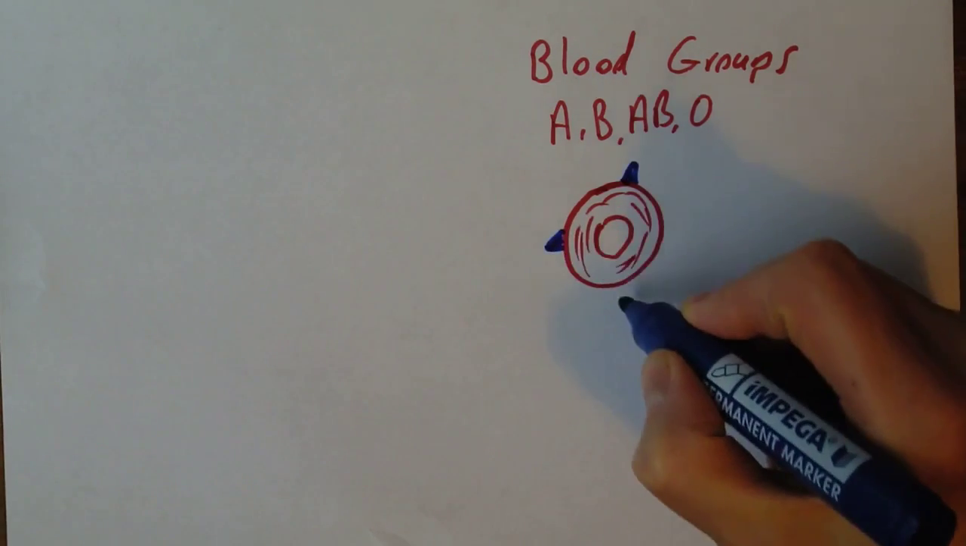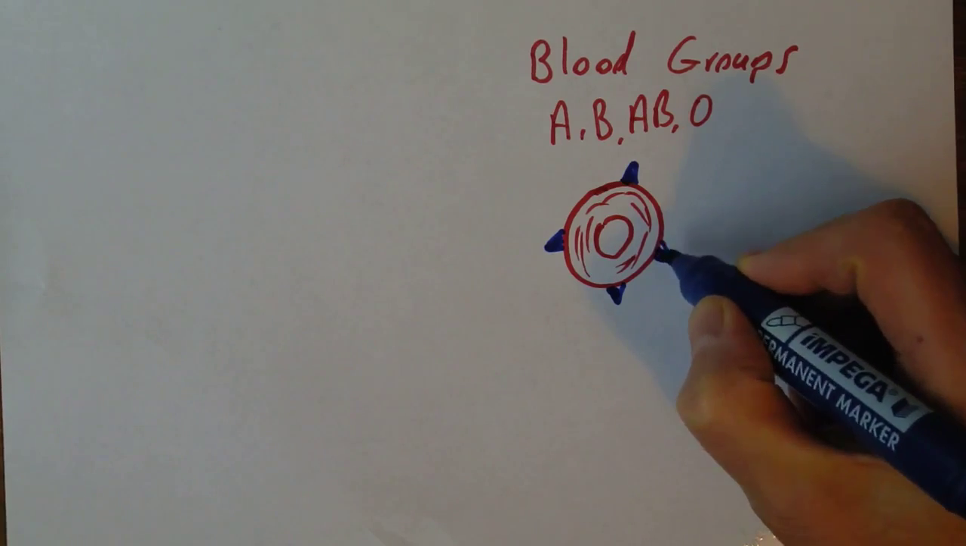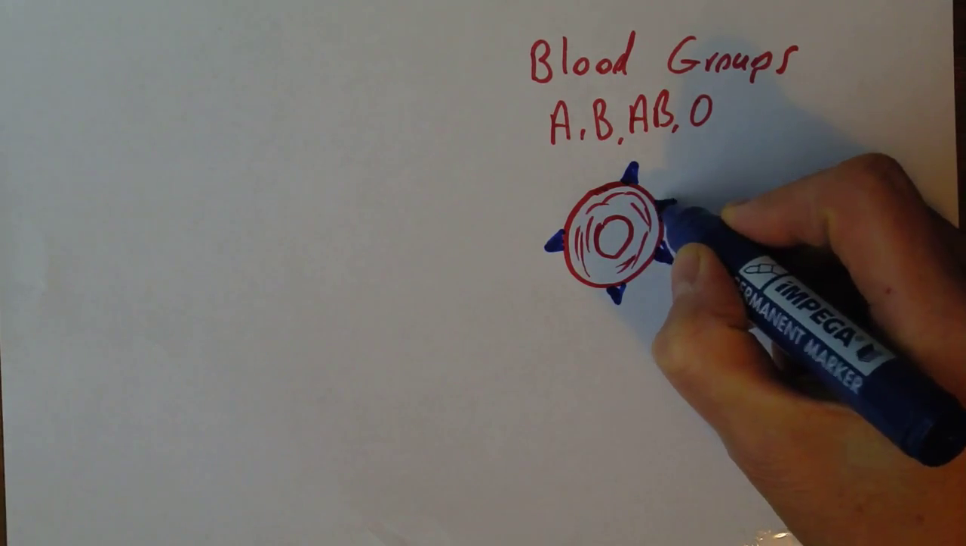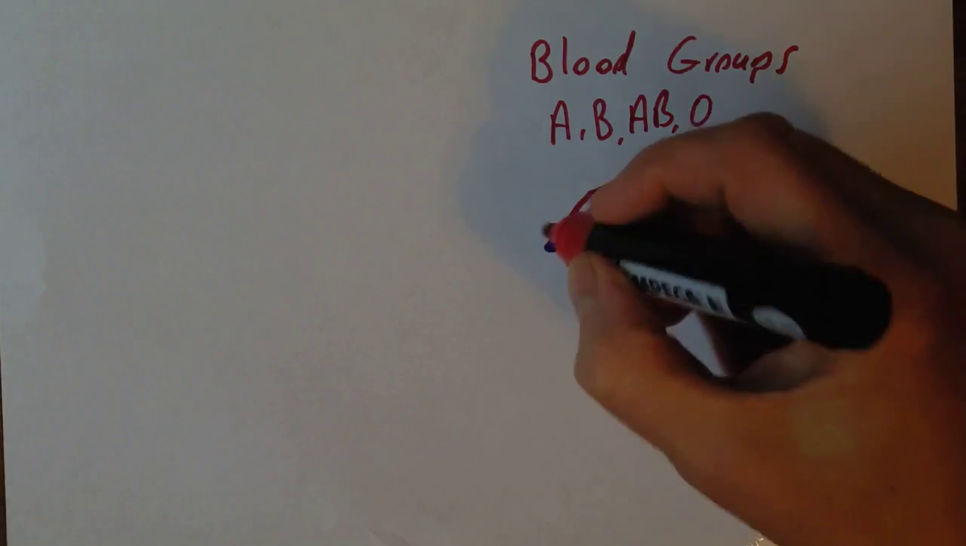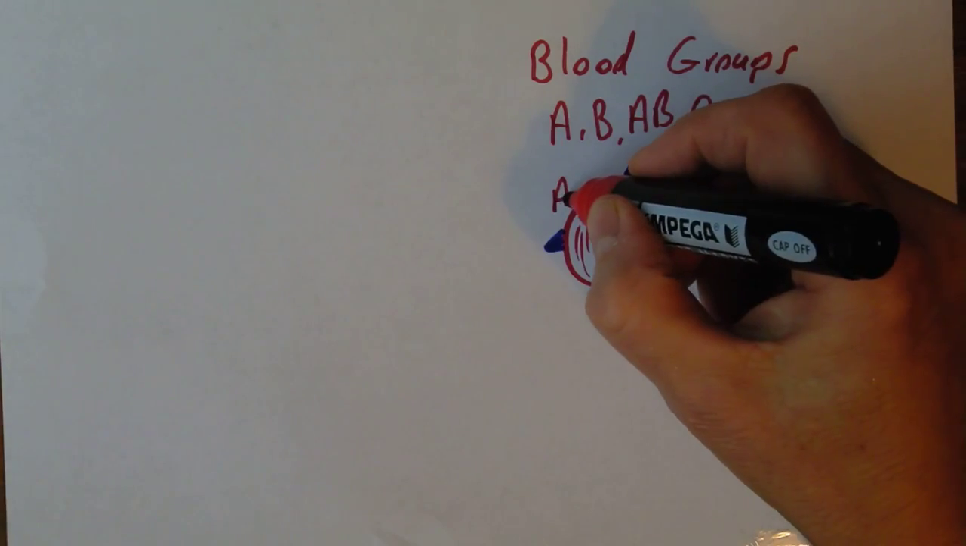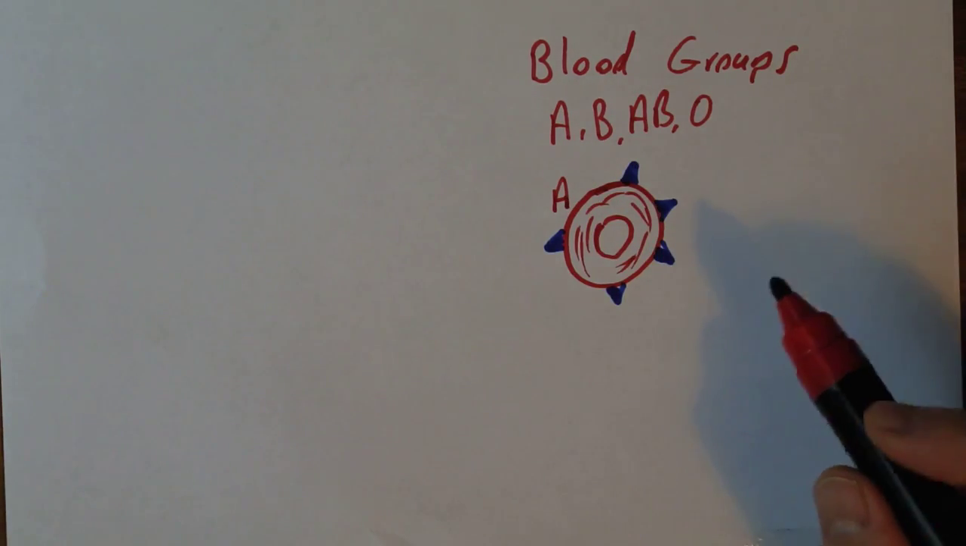So these triangular shaped antigens represent group A. They are particular shaped proteins on the surface of the cell. And the key thing for the purposes of this talk is that these are genetically determined.